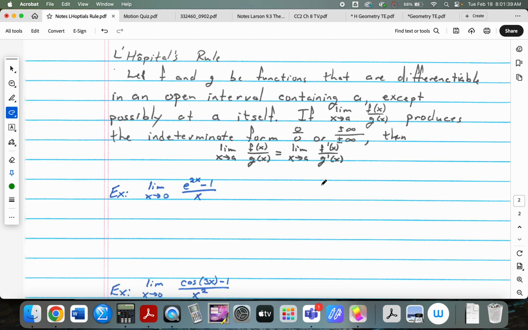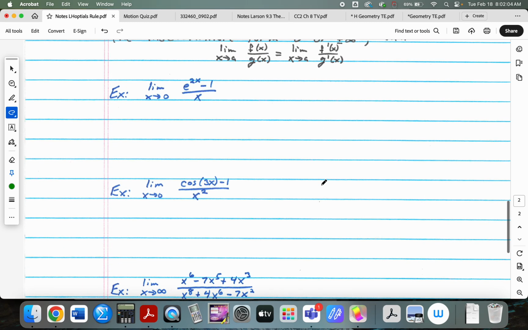So then if the limit as x approaches a of f of x over g of x produces the indeterminate form 0 over 0, or plus or minus infinity over plus or minus infinity, then the limit as x approaches a of f of x over g of x is going to be the limit as x approaches a of f prime of x over g prime of x. All right, so let's look at some example problems.